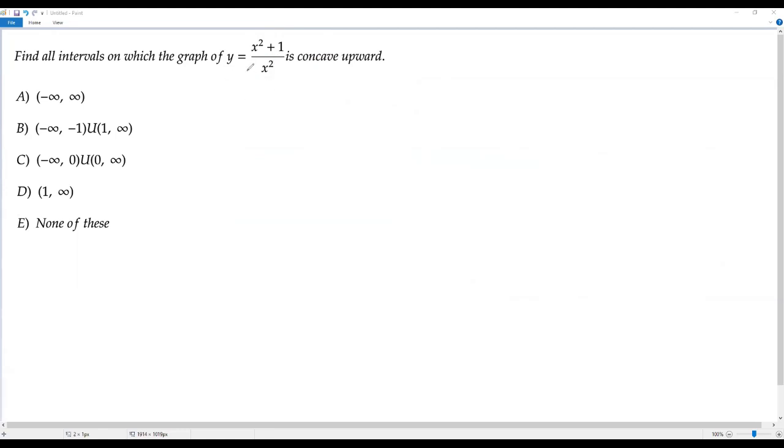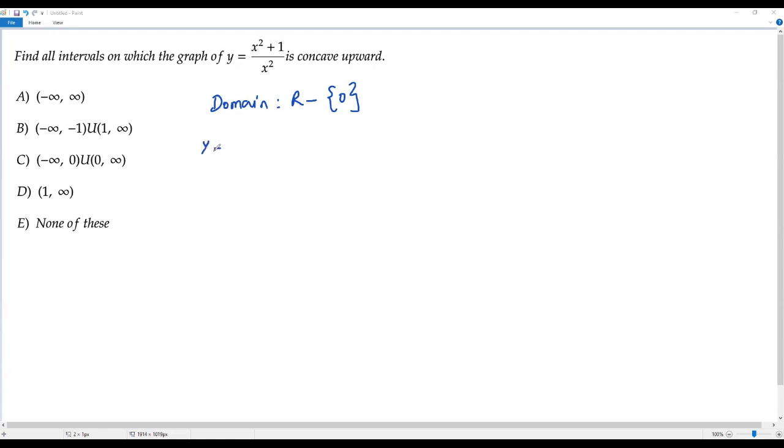Since the denominator becomes 0, the complete fraction becomes undefined. That is, the value of y becomes undefined. So the domain of the given function is all real numbers except 0, because 0 makes the x square denominator 0. Okay, now let's find the first derivative and second derivative.